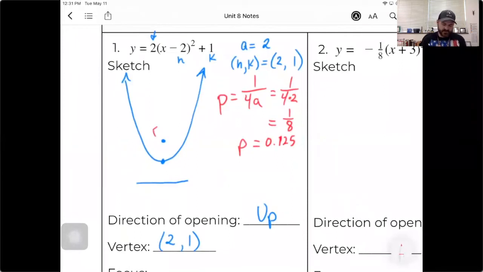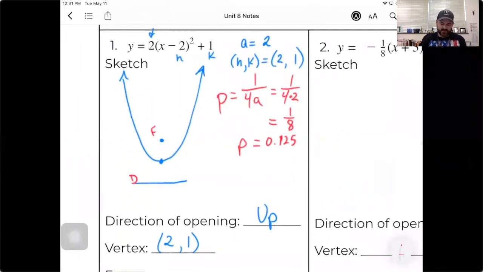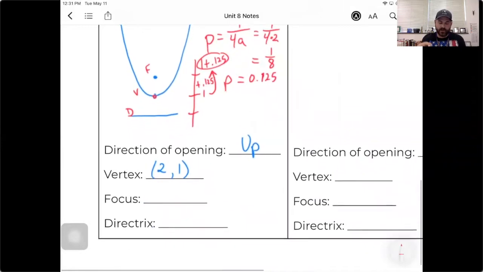So you can easily tell what's going on here. This is your focus, the point there. This is your directrix, the line there. This is your vertex there. And I'm going to make a vertical number line here to map those out. The vertex has a y value of 1. So from 1, to go to my focus, I'm going to go up that p-value. So I'm going to add 0.125. Well, that gives me 1 plus 0.125. That's just 1.125.